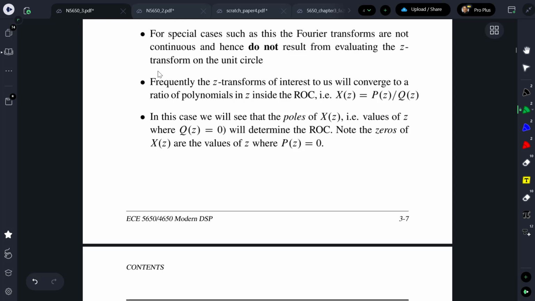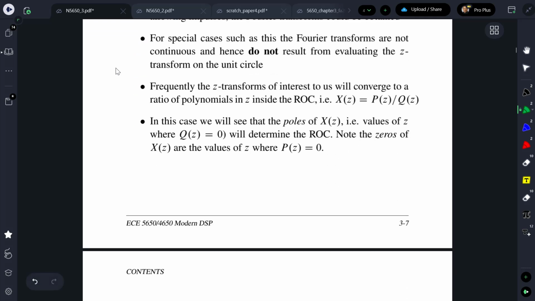Most of the time, though, we're interested in Z domain functions that are rational. And this is the beautiful thing that you see in the S domain too. You have a ratio of polynomials in Z versus S, and then the region of convergence is well understood, and everything boils down to poles and zeros. Where the numerator polynomial goes to 0, those would be the zeros, and where the denominator polynomial goes to 0, that would be the poles. So we just start thinking in terms of poles and zeros.